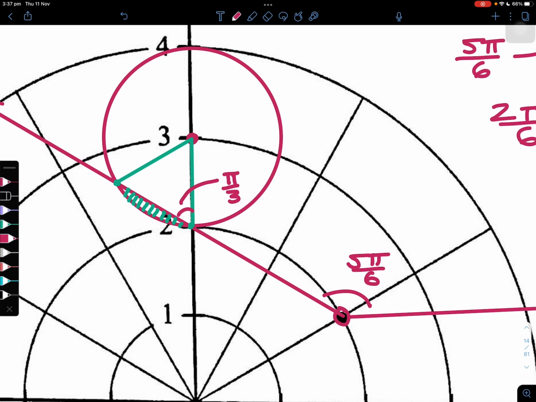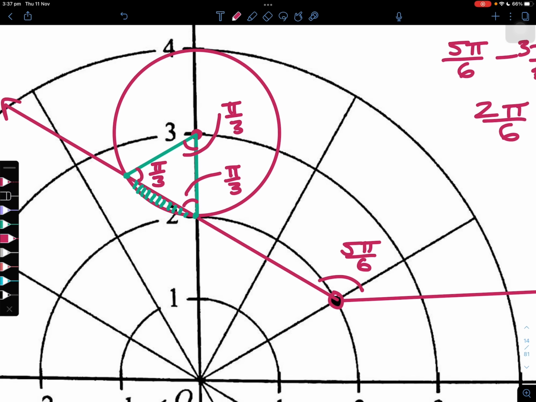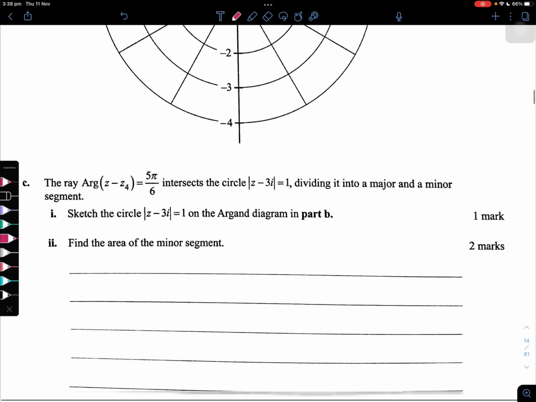Now, we know that this length is 1 because that's the radius of the circle. This length is also 1. So either this triangle is an isosceles triangle or it's an equilateral triangle, right? And the fact that these two lengths are the same means that this angle is also pi on 3. And obviously all of the angles in a triangle add up to 180 or pi. That means this would need to be pi on 3 as well. Now, we know that that's an equilateral triangle from that point.